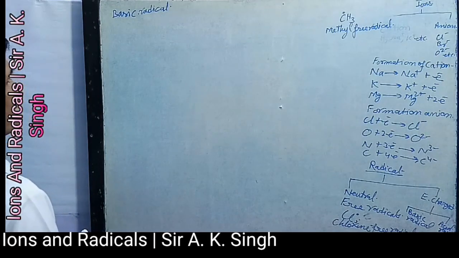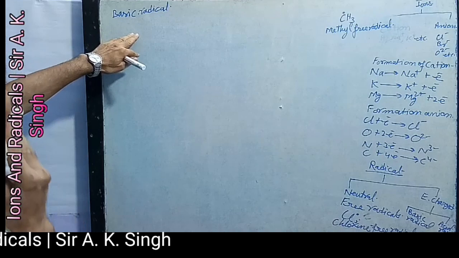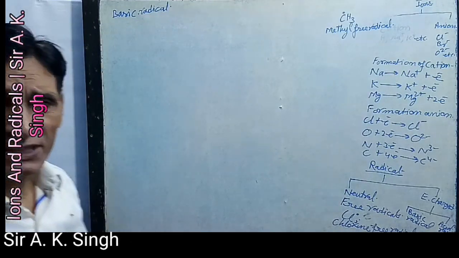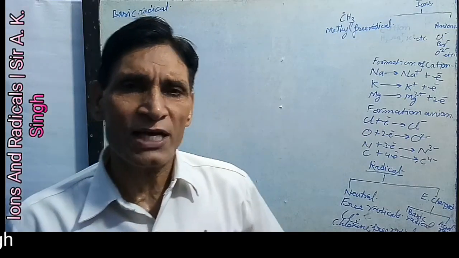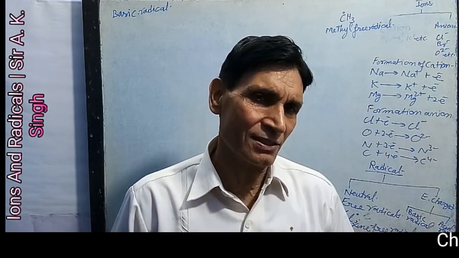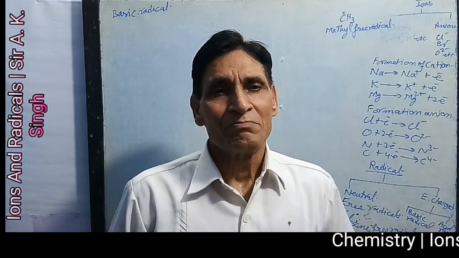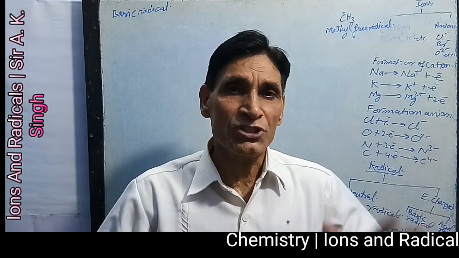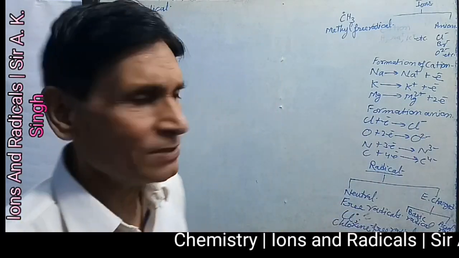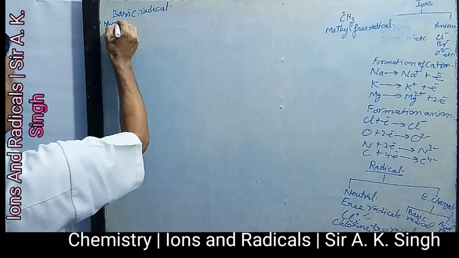In basic radicals, first I am going to tell you what basic radicals are. Positively charged radicals are called basic radicals. They are also known as cations. These are called electropositive radicals. See the example, monovalent. What is monovalent?